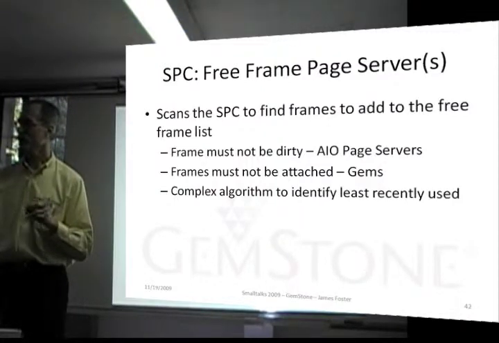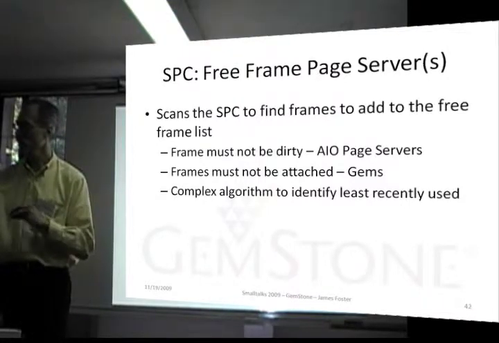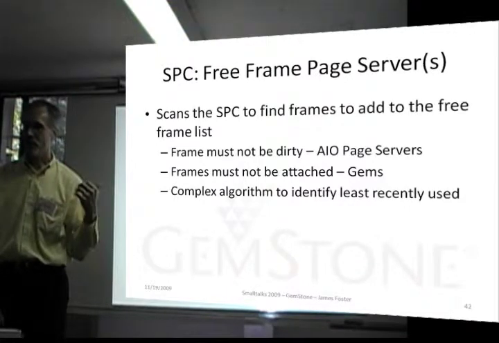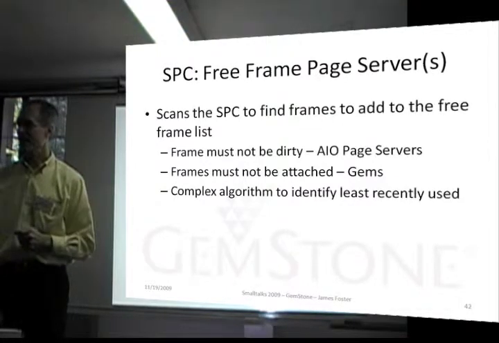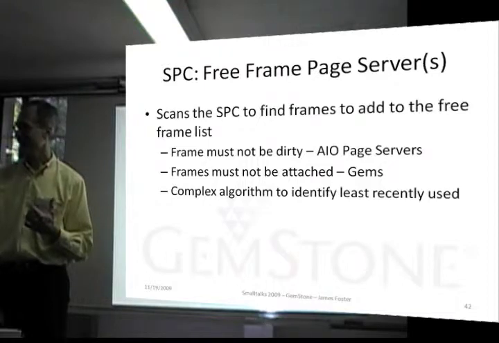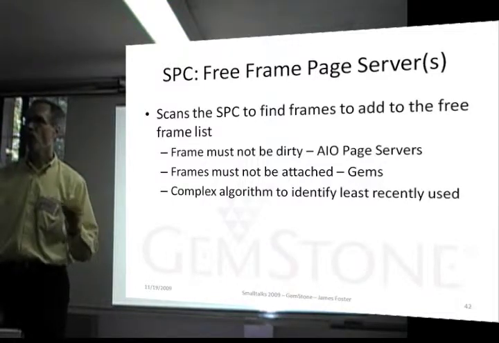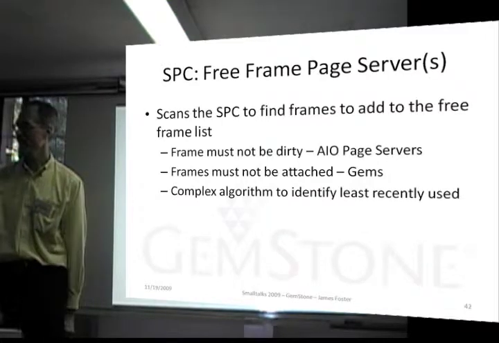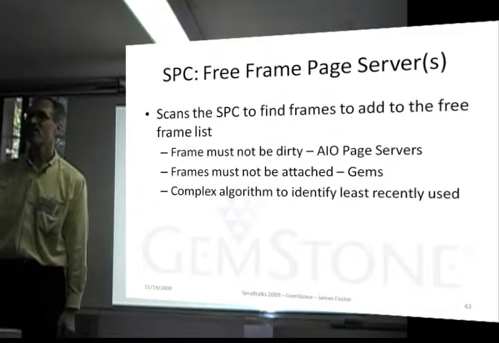So particularly if you're on a computer that has multiple CPUs or multiple cores, a multi-core machine, the free frame server is simply limited by how fast it can run. Whereas the page server is limited by disk. So having one process that's limited by disk separated from a process that's limited by CPU is reasonable.